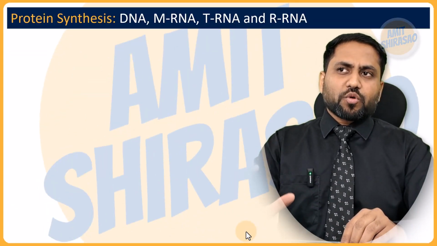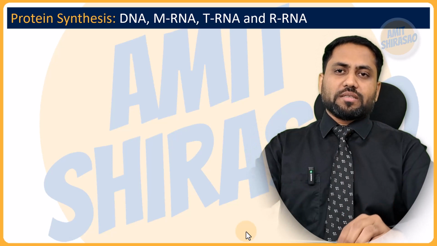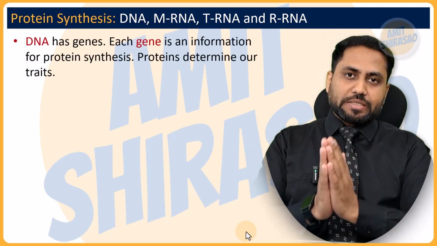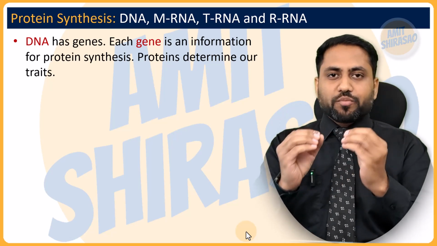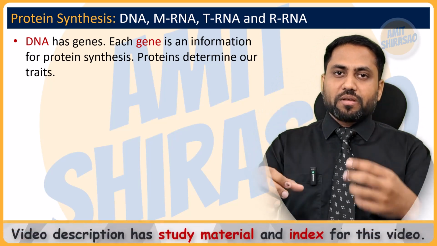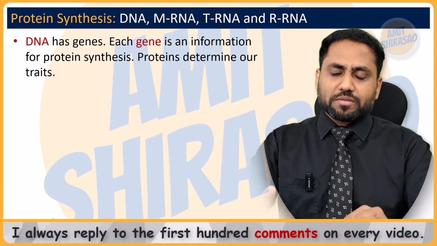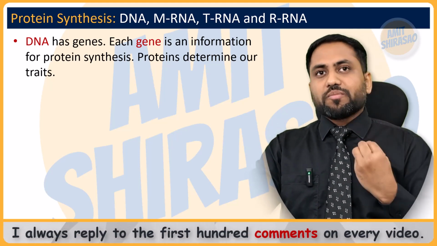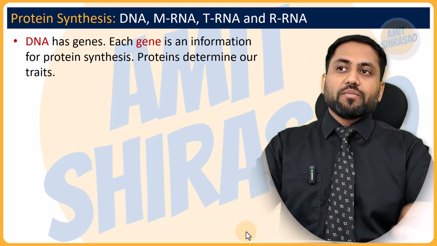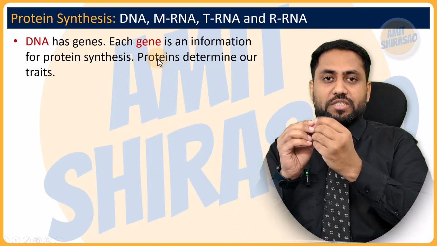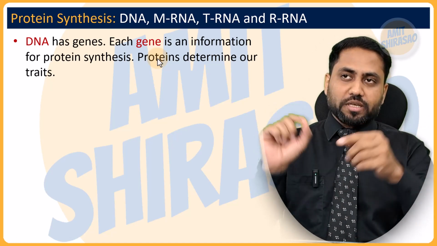Now let us go with protein synthesis. How are DNA, mRNA, tRNA, rRNA involved in protein synthesis? DNA has genes. Okay, each gene is an information for protein synthesis, and proteins only determine our traits. Traits means observable characteristics of a person, or of any organism. So our observable characteristics are determined by proteins, and which protein will be created, that is determined by genes, and genes are nothing but sequence of nucleotides on a DNA. Got the idea? This is how the whole thing is.